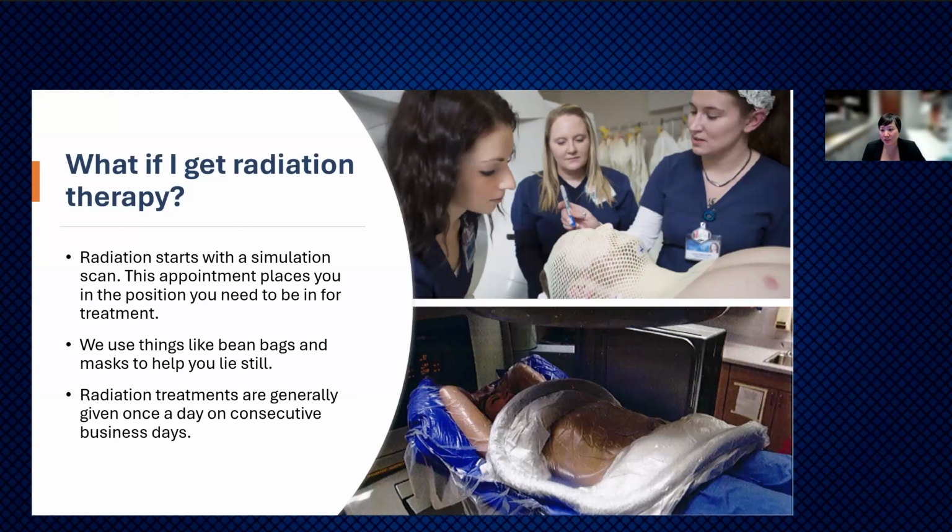And so it's called a simulation. That means we're putting you in the position we need you to be in for the radiation. And so these are examples of the types of devices we use. So sometimes I have to put people in a mask that bolts them down. Sometimes I put people in a bean bag. I very seldom vacuum seal people in, like in this picture, but we do use a bean bag to keep people still in the same position every day. And radiation treatments are usually given once a day, every day on business days, except for weekends and holidays.